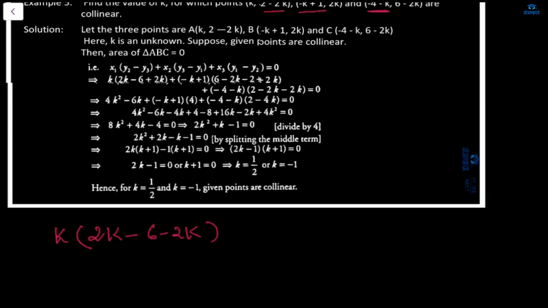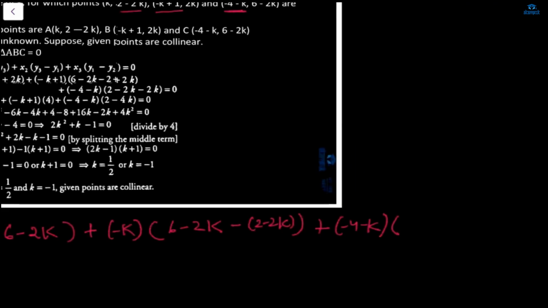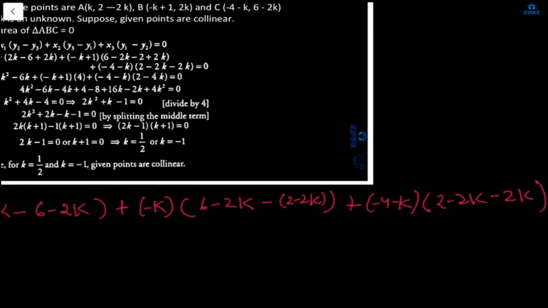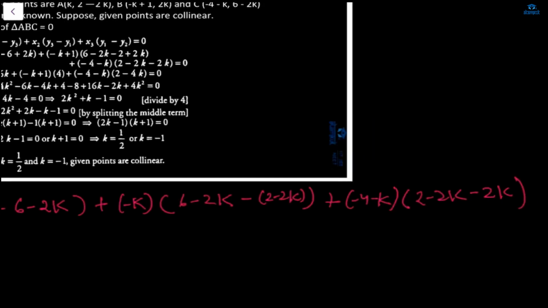And then plus, then move to B point. It will be minus k and then y2. It is 6 minus 2k, minus 2 minus 2k. Okay. Plus minus 4 minus k. And then in this bracket it will be 2 minus 2k minus 2k. Okay. I've not written any of the values wrong. No. Okay. So here 2k minus 2k, then it will not be cancelled.